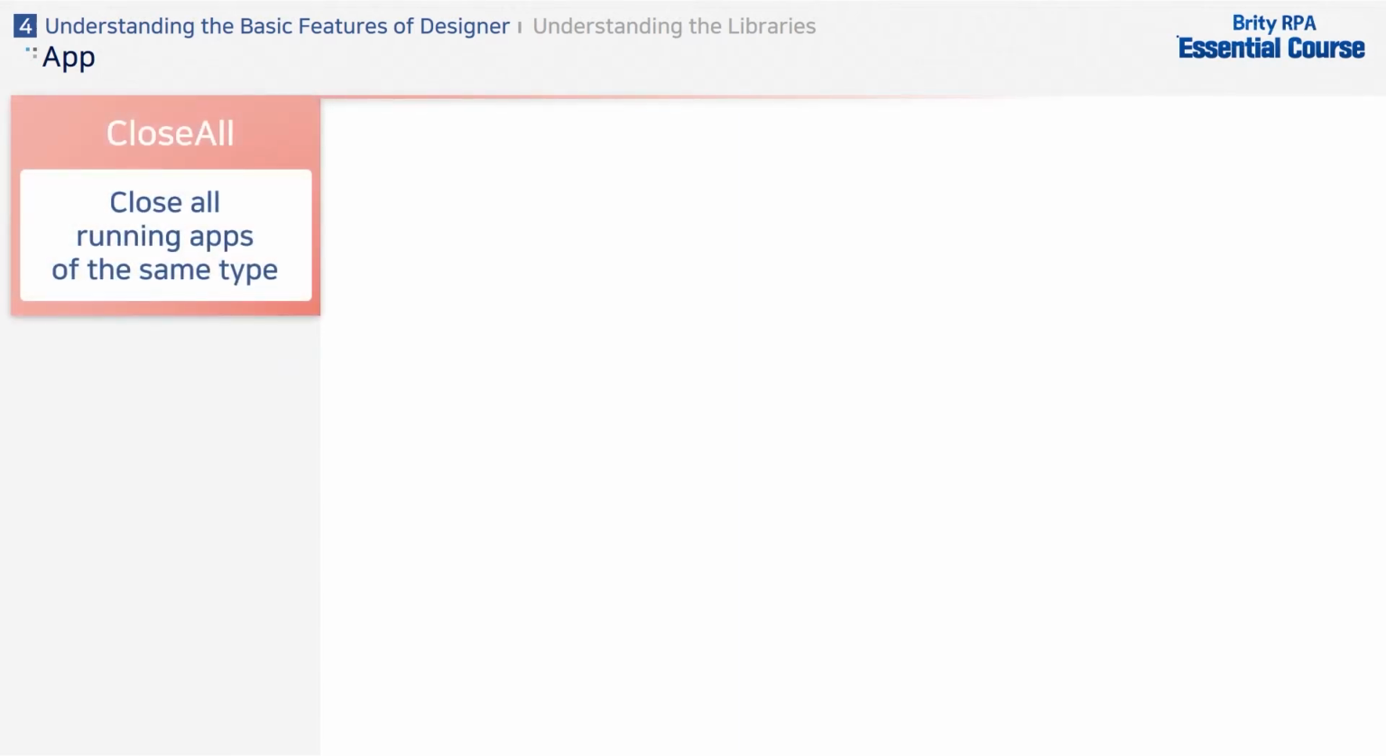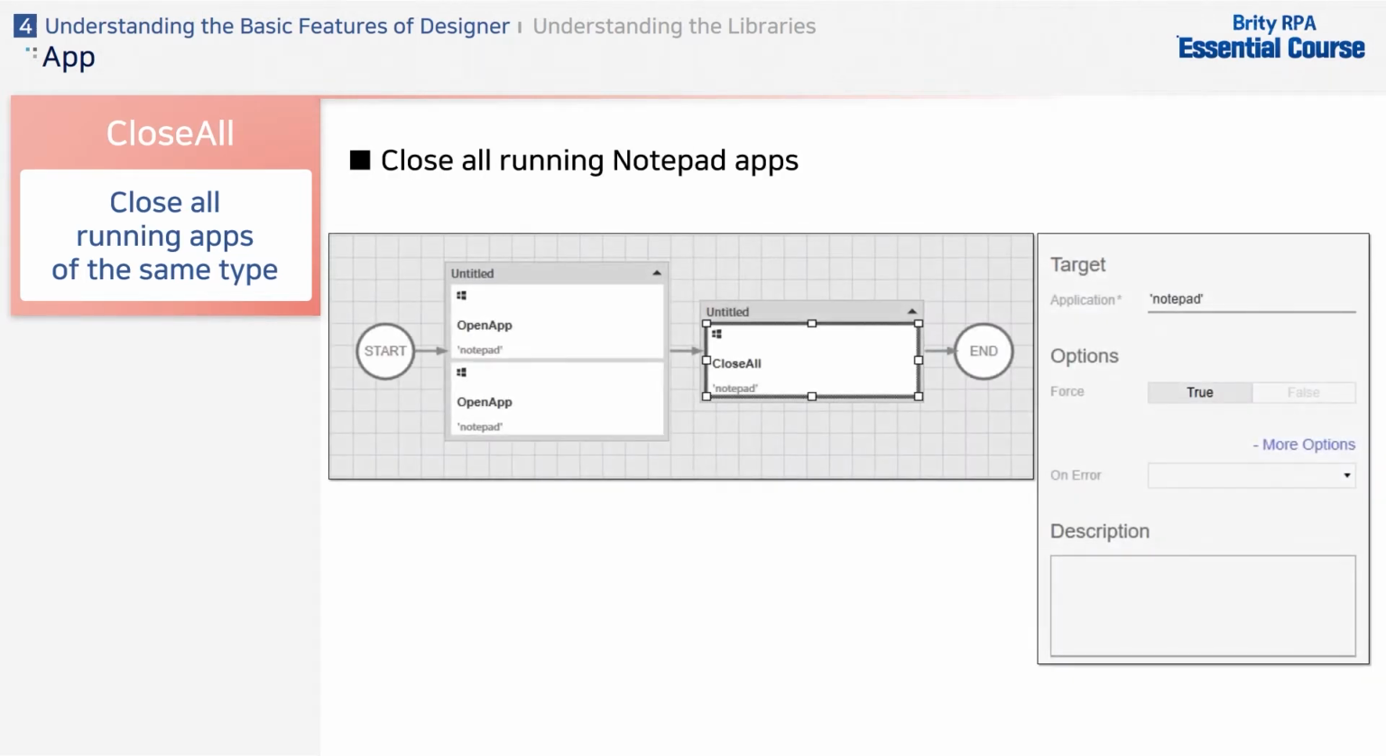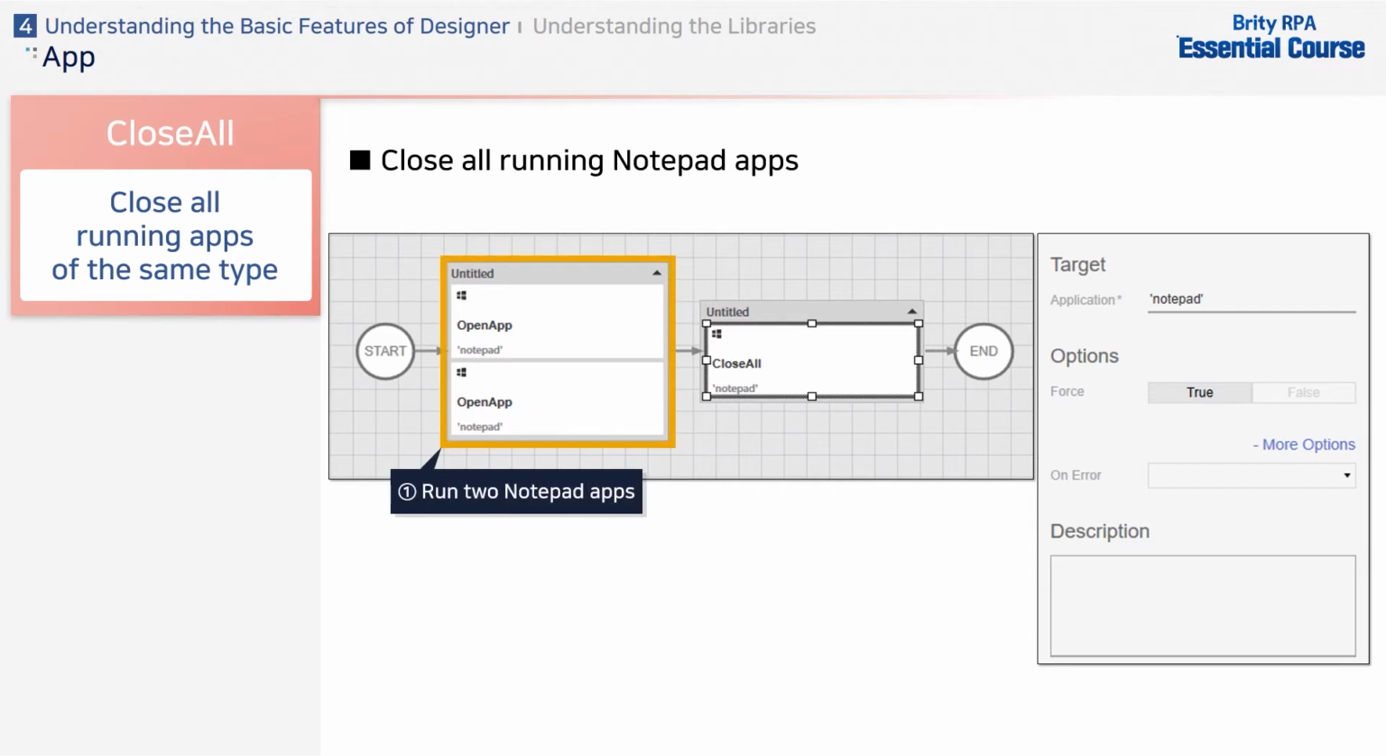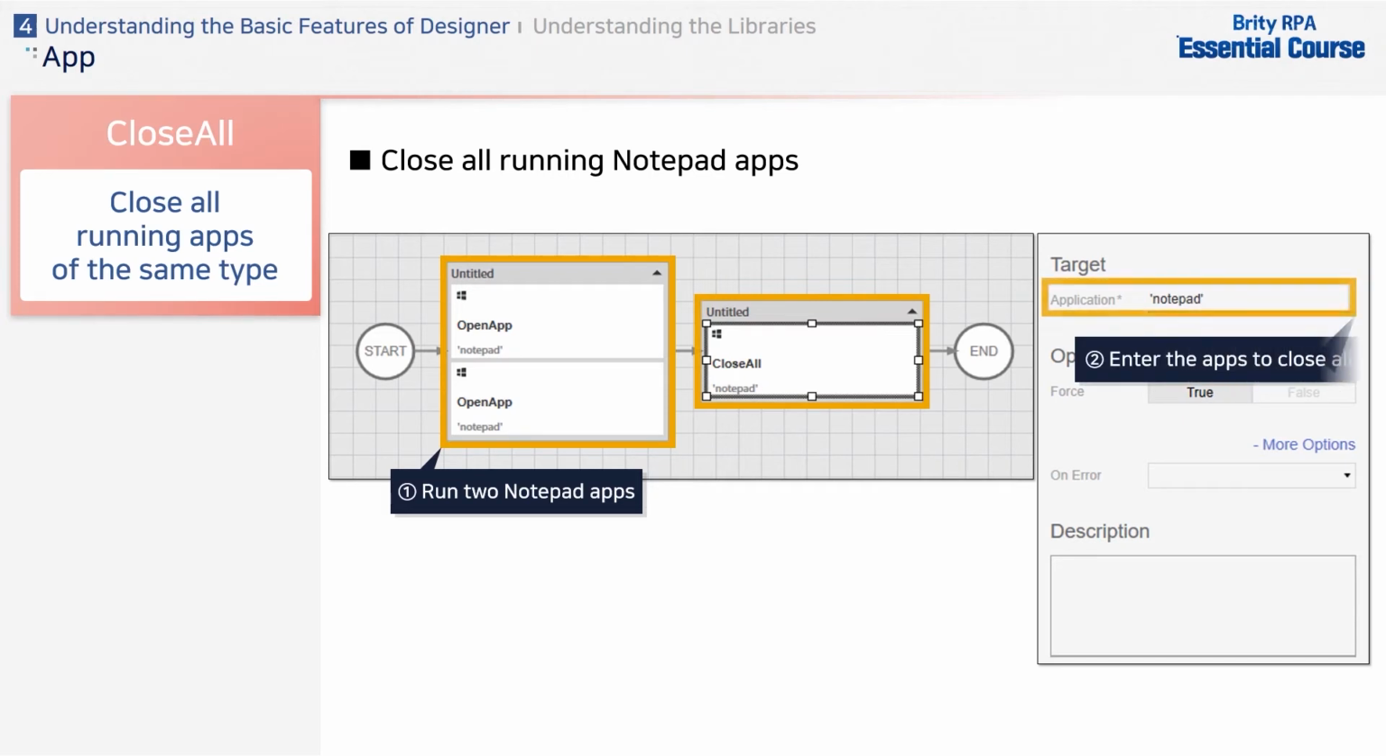The Close All activity is used to close all running apps of the same type. For example, you can set to close all running Notepad apps. Open two notepads with the Open App activity and enter Notepad in the application of the Close All activity properties to set those apps to close.